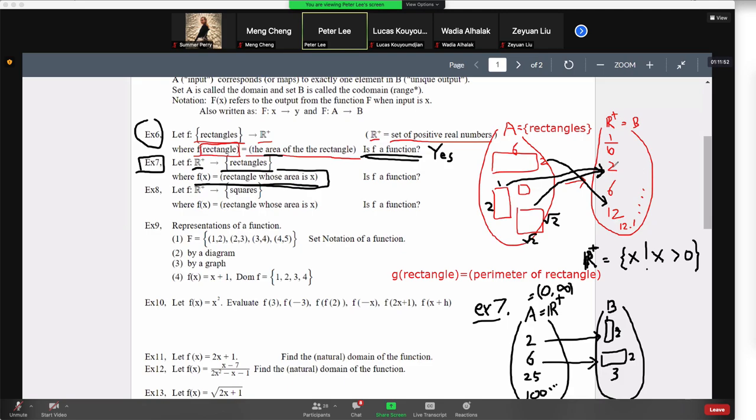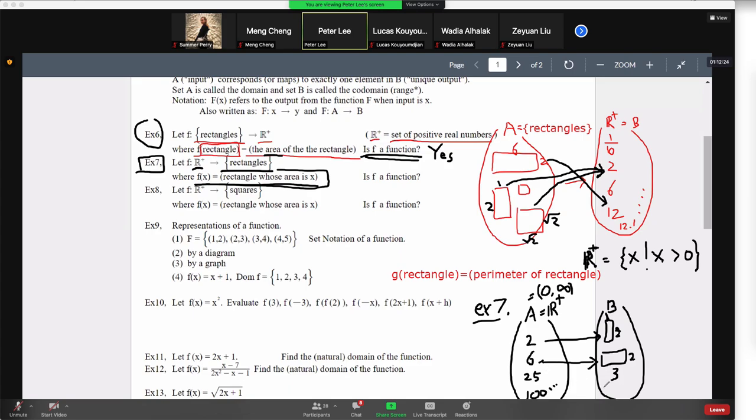Input, output. The element in the domain is called the input, and the element in the range is called the output. So in this case, the input is in R plus, then the output is a rectangle whose area is x, whose area is the input. So 2 can correspond to a rectangle which is 1 by 2. Now 6 is a number, then 6 can be mapped to the 2 by 3.